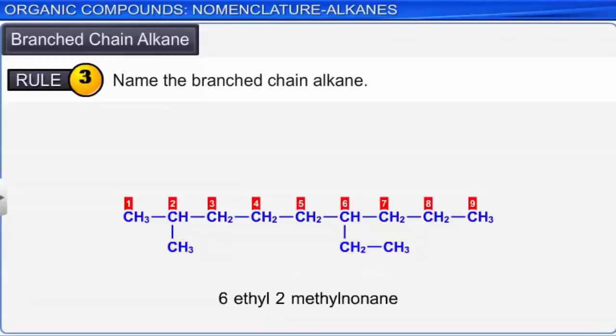For example, in this compound, the alkyl groups methyl and ethyl are prefixed to the alkane nonane in alphabetical order, and the positions of the substituents are 2 and 6. Hence, the name of the compound is 6-ethyl-2-methylnonane. The numbers are separated from the alkyl group name by using a hyphen.